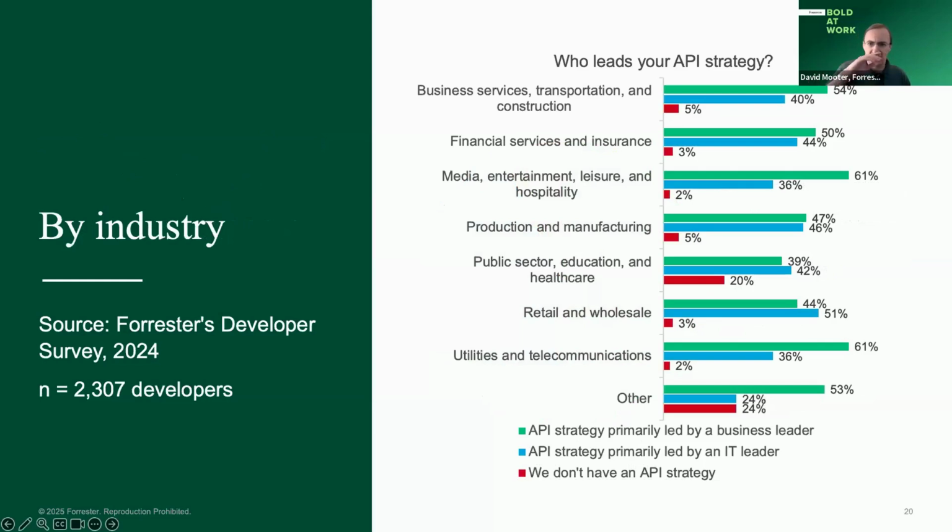What I'm showing here is the breakdown by verticals, and the green for each vertical is the sum total of those two green wedges, the two business options on the previous slide. The blue in the middle is the IT option, and the red at the bottom is that we don't have an API strategy. You can see that this trend is pretty much across all verticals, with one notable outlier: public sector, education, healthcare.